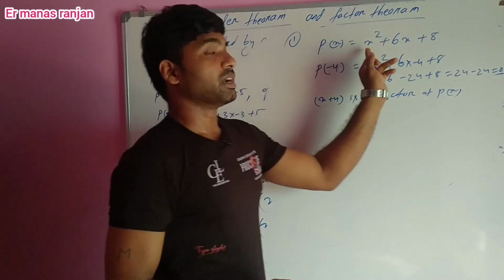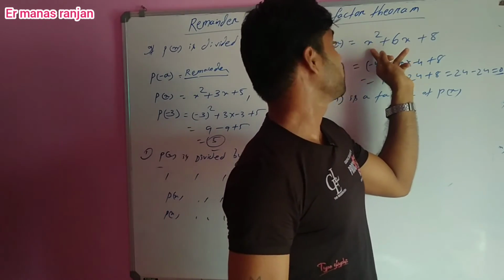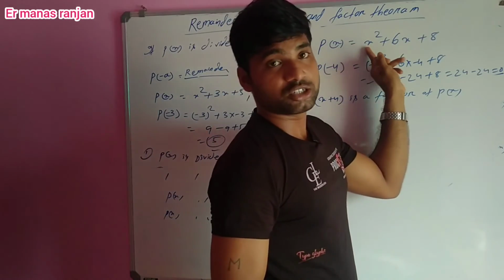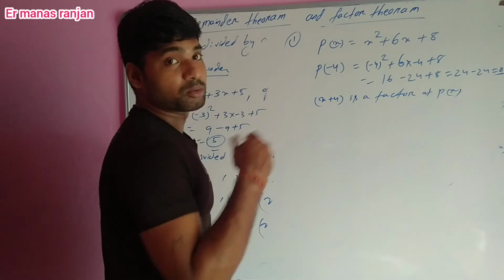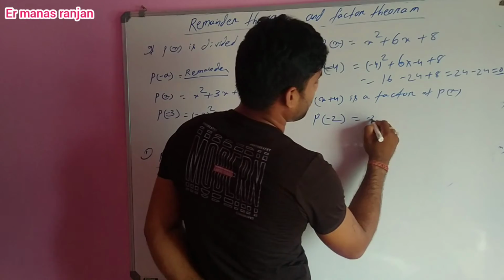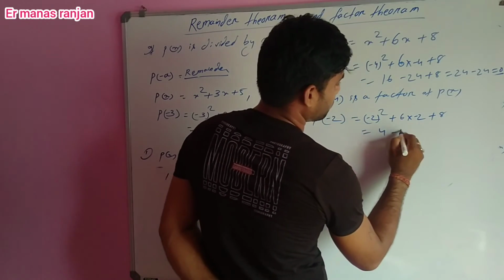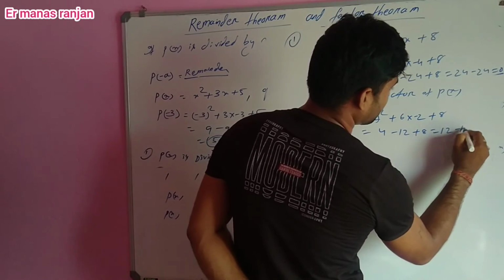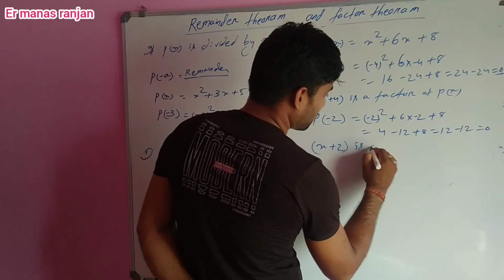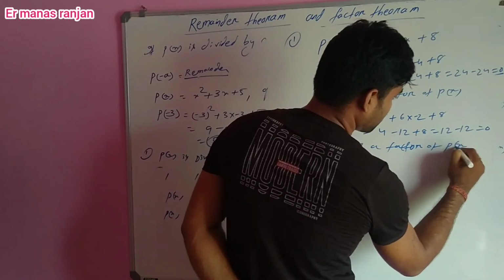Look here. The degree of this polynomial is 2, so it has 2 factors, so we have to find out another factor. So P of minus 2: minus 2 square plus 6 into minus 2 plus 8, it will be 4 minus 12 plus 8, and 12 minus 12 is 0. Then we can say x plus 2 is a factor of P of x.